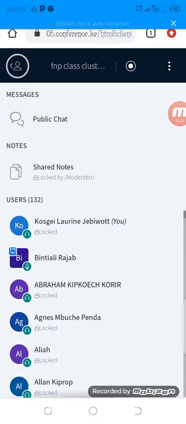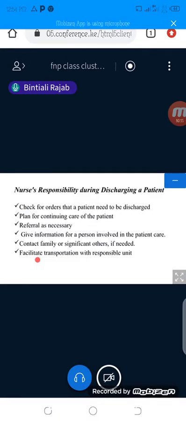Remember, as nurses, we stay with these patients for the longest time. So you as a nurse are responsible for the care of this patient. So it is you to inform the doctor.